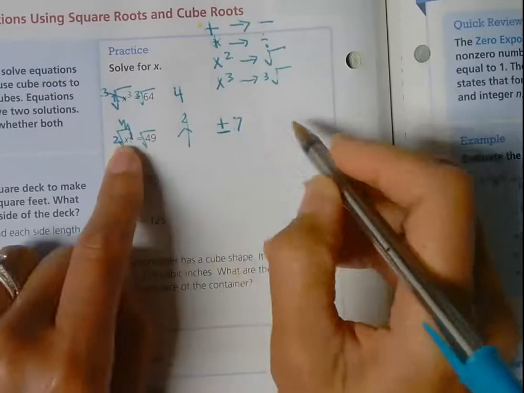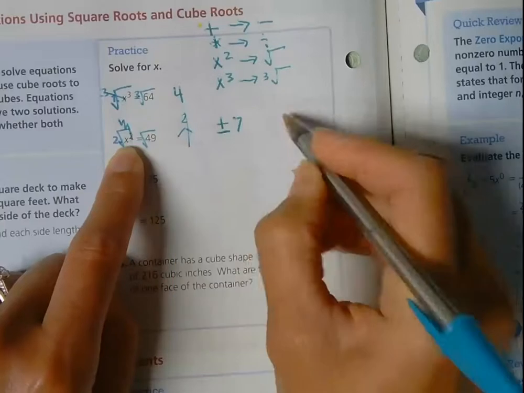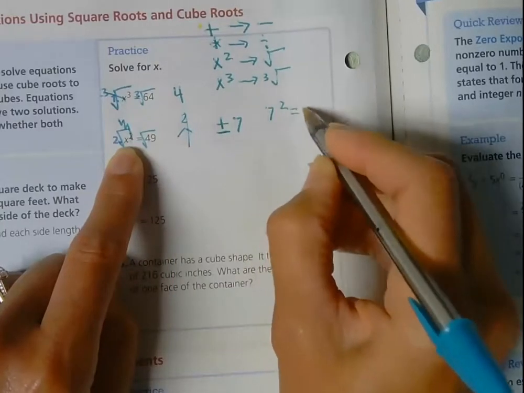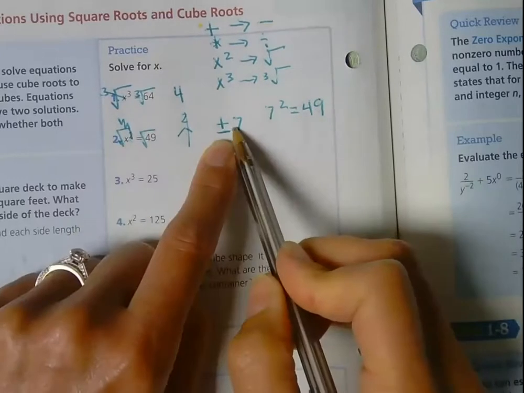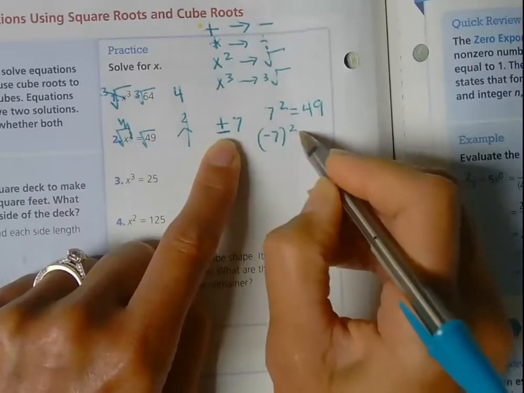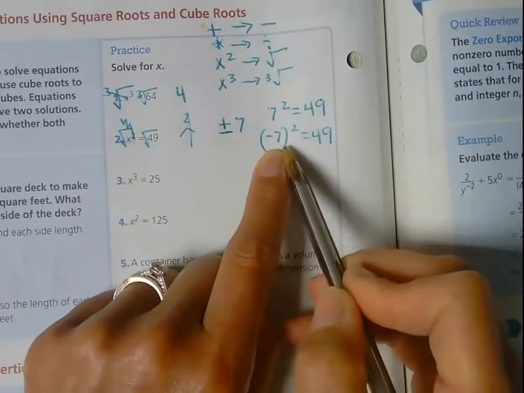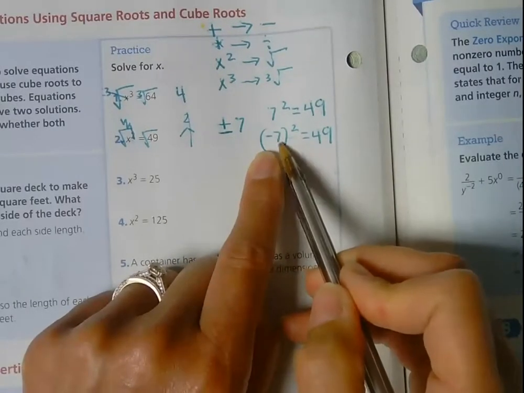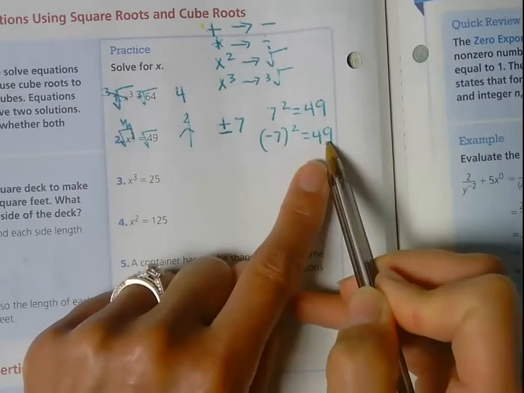So what that's saying, because we're solving for x, is that when we put 7 in for x, 7 squared equals 49, because 7 times 7 is 49. But we're also saying that negative 7 squared equals 49. So negative 7 is a solution also, because negative 7 times negative 7 is a positive 49, because a negative times a negative is positive.